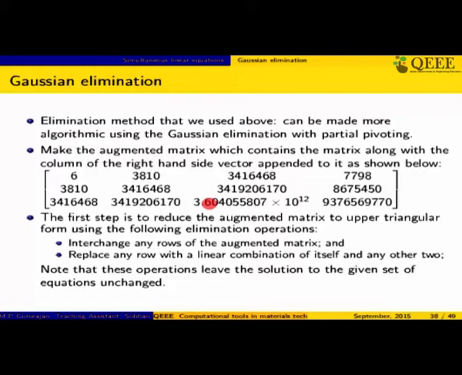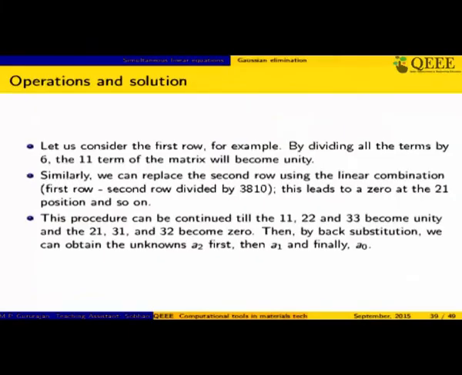But if you don't do that, only if you do only row exchanges and replace any row by a linear combination of itself with any of the other rows, then the solution doesn't change. The order of the variables in the solution doesn't change. So you can do that. And so you consider the first row, for example.